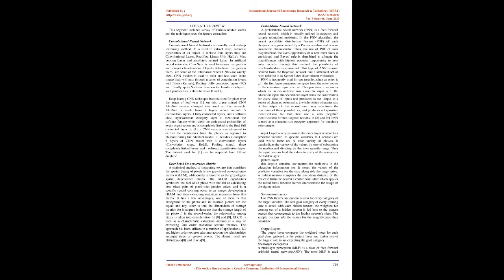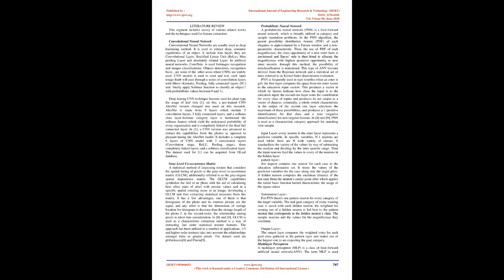In [1], a CNN model was developed to extract the features from the images instead of fine tuning the AlexNet model. It includes a total of 6 layers of the CNN model, with 3 convolution layers, convolution stage, ReLU, pooling stage, 3 fully connected layers, and a softmax classification layer. The dataset used for [1] can be acquired from the DLeaf database.